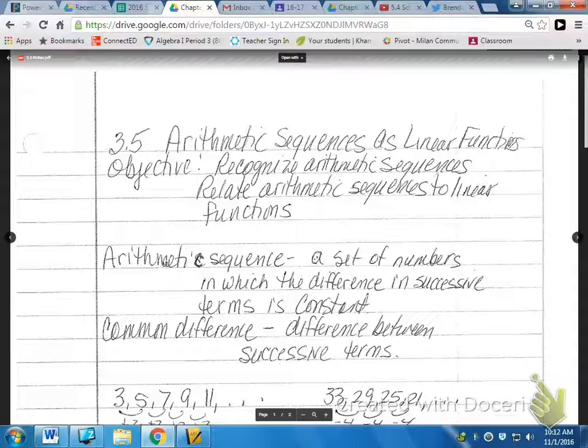So by definition, an arithmetic sequence is a set of numbers in which the difference in successive terms is constant. Let me try to put that in more plain English. It is a set of numbers that goes in order by adding the same amount from one step to the next. Each number in the sequence is called a term. The common difference is the difference between successive terms.